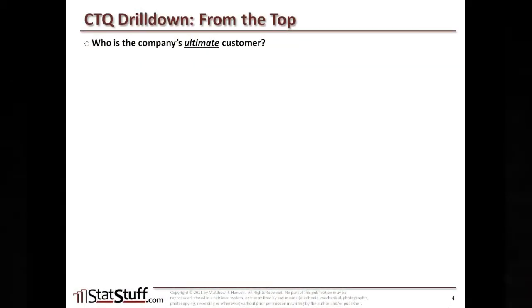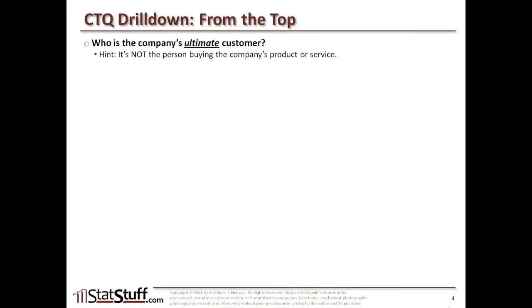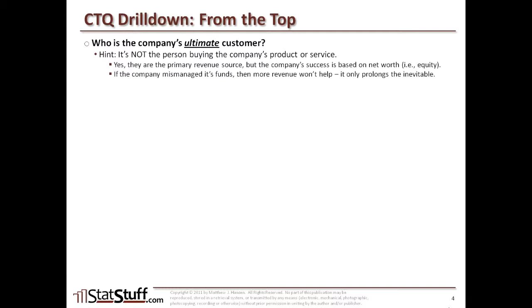Well, believe it or not, the ultimate customer is not the person who's actually buying the company's product or service, or whatever it is that you're selling as your source of revenue. Now, yes, they are a primary source of revenue, but again, the company's success is based on the company's net worth or their equity. So if the company has, for example, mismanaged funds, then having more revenue isn't going to help. It's just prolonging the inevitable, which is insolvency.